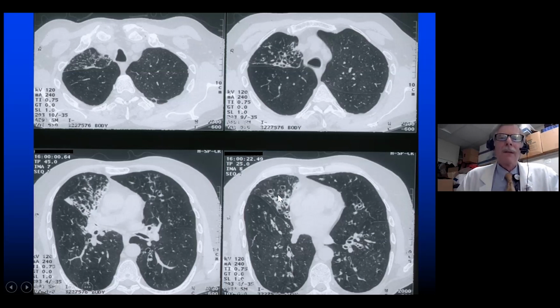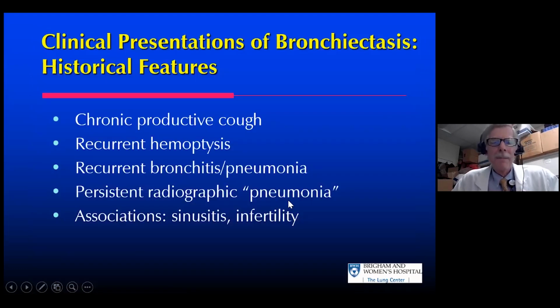So let's think about history that would make you think about bronchiectasis. Maybe it's daily cough and particularly discolored sputum production. Sputum on demand. Can you give me a sample of sputum? Oh, sure, no problem. Excuse me. There it is, yellow-green. That's probably bronchiectasis.